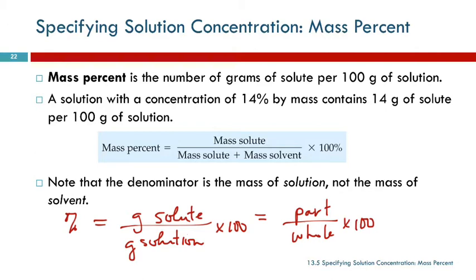What's important to remember is that the denominator here is the mass of the solute plus the mass of the solvent. So if you're making a saltwater solution, it's the mass of the salt and the water. It's the mass of the whole solution. There will be a tricky question where I give you the mass of the solute and the mass of the solvent and ask you to calculate the mass percent. You have to remember to add those together for the denominator.